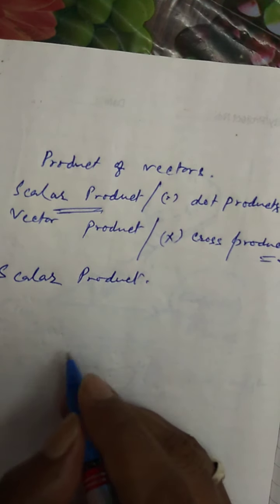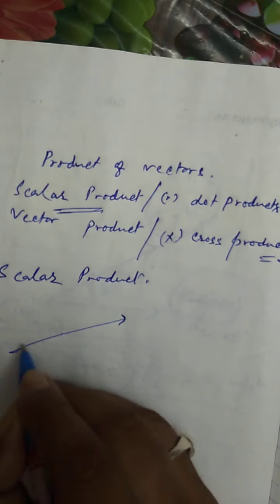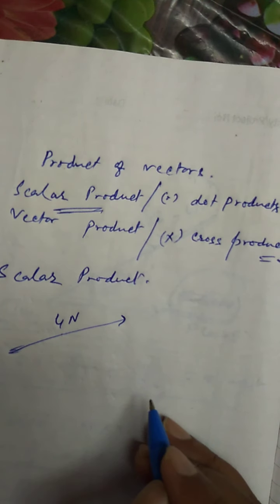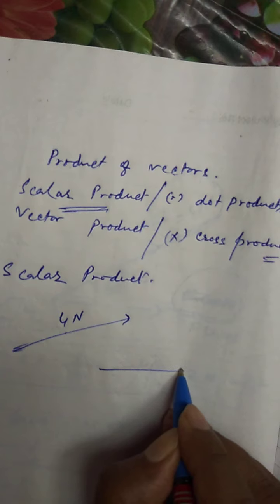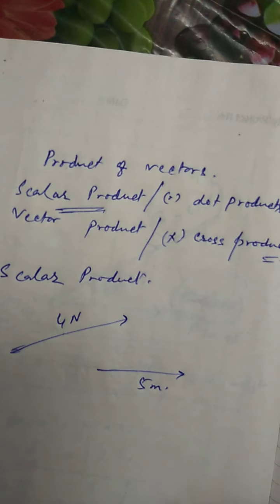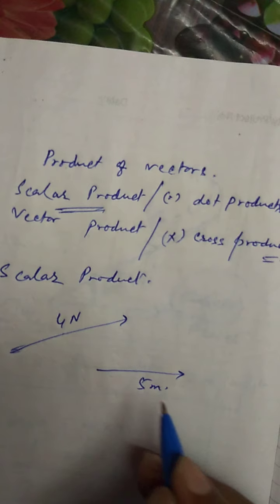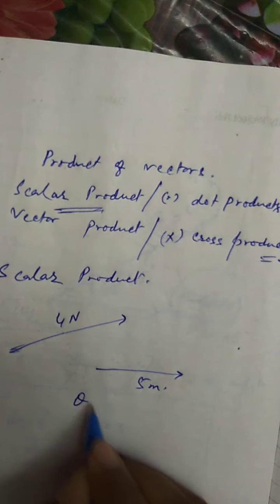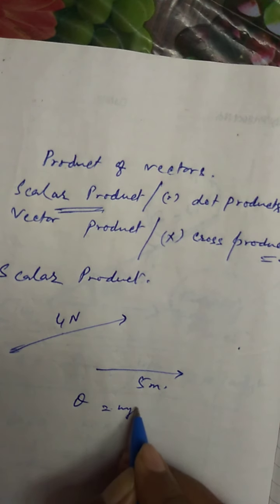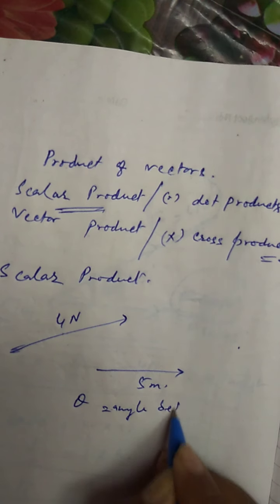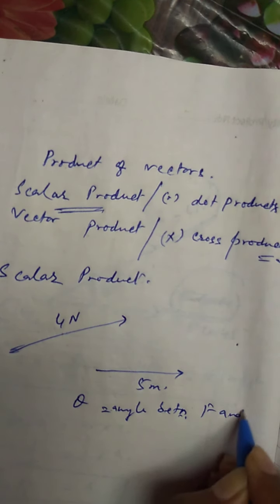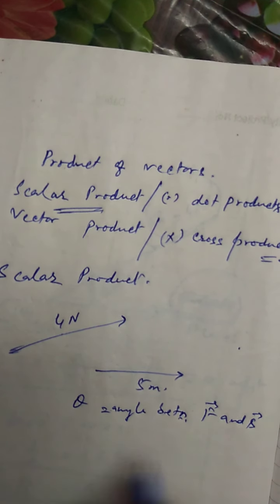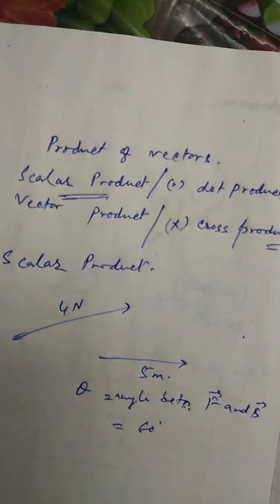Again, if I take an example, a force is acting on a body. Suppose 4 Newton force is acting on a body, and displacement is 5 meter, and the angle between the force and displacement is 60 degree. The angle between force and displacement is denoted by theta, which is equal to 60 degree. Now you need to find the scalar product.